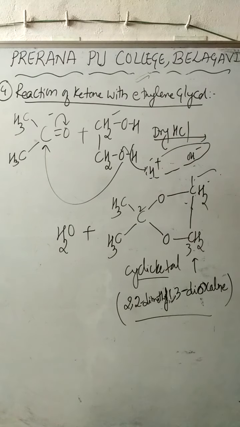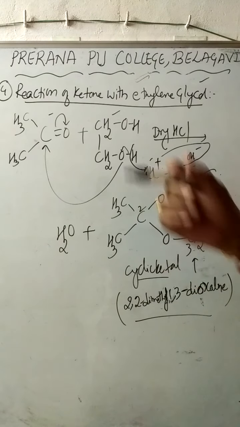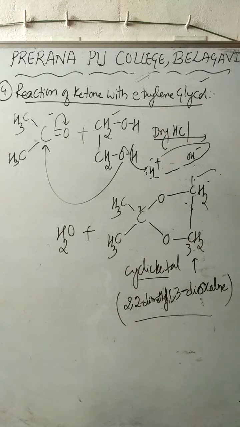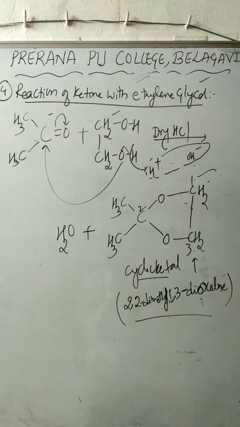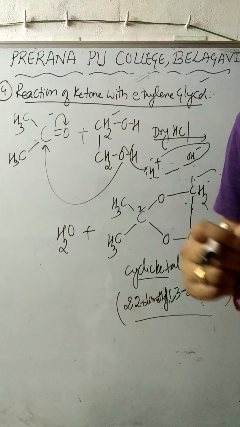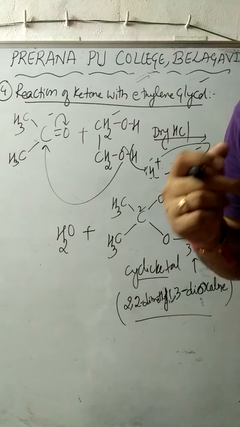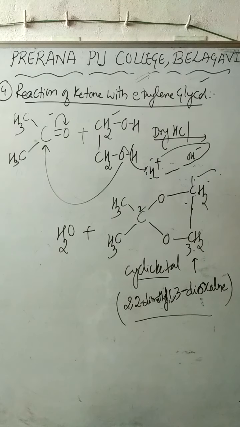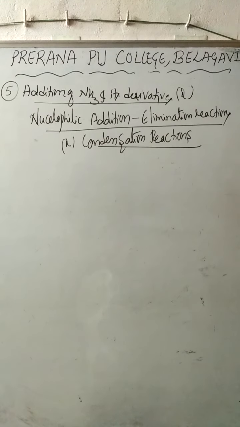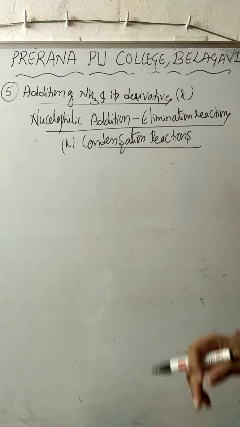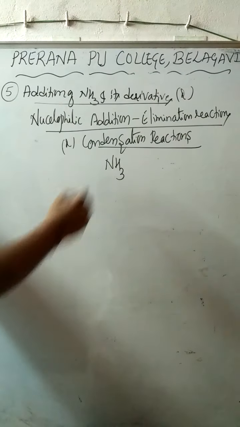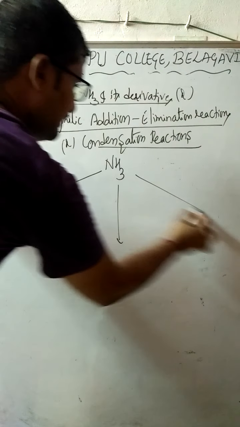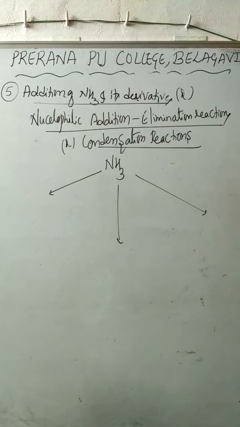So after discussing this reaction, now let us discuss one important reaction with addition of ammonia and the derivatives of ammonia. So this particular reaction is also considered as nucleophilic addition-elimination reactions, or they are also called as condensation reactions. Why so many different names have been given for this, and what are the different derivatives of ammonia? Let us discuss. So when we study ammonia and its derivatives, this particular ammonia has 3 important derivatives associated with it: first, second, third. Let us discuss all these 3 different derivatives of ammonia.